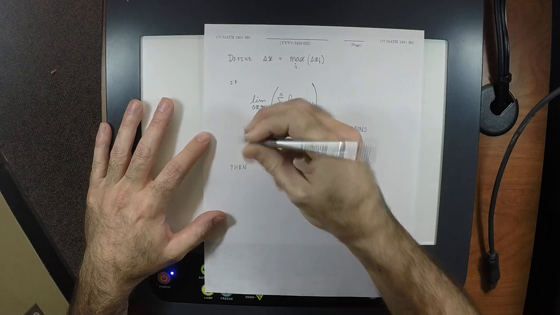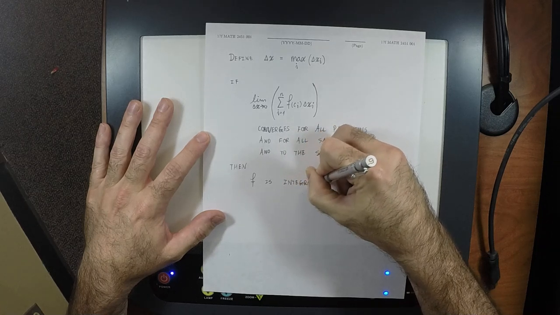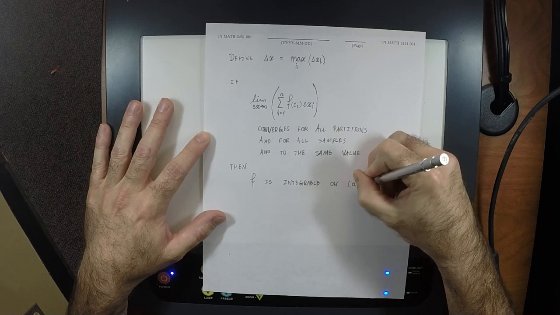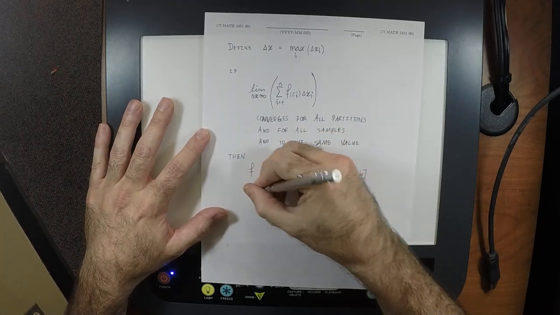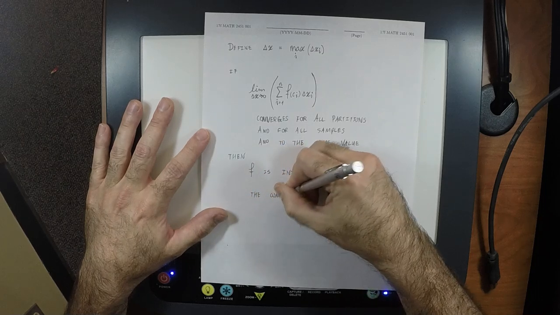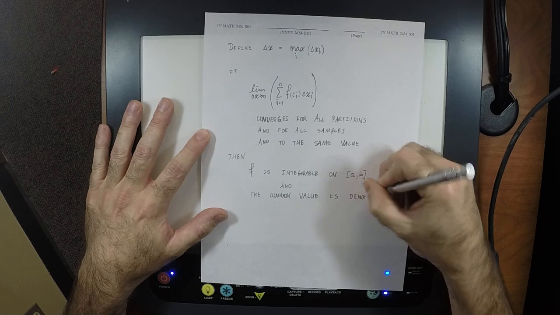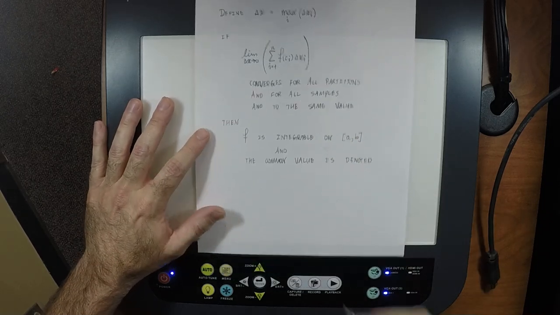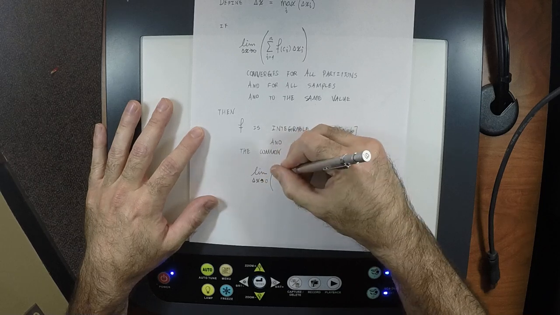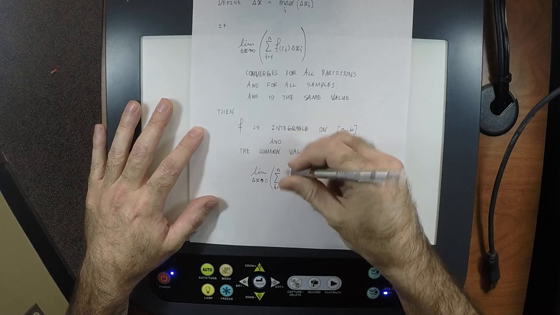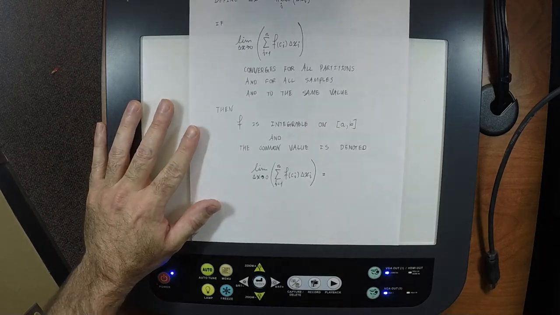then f is integrable on the interval a to b, and the common value that it converges to is denoted, and here we go, in case you haven't caught on to the oldest joke in calculus, here it is: the limit as delta x goes to 0 of the summation from i is 1 to n of f of ci delta xi is denoted.